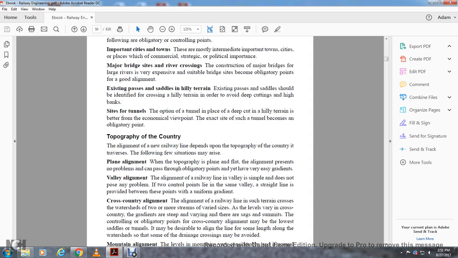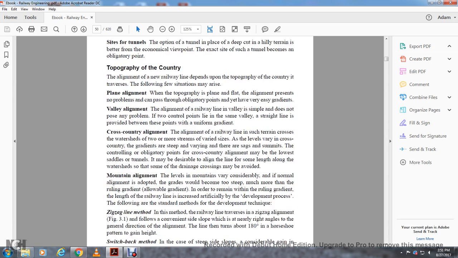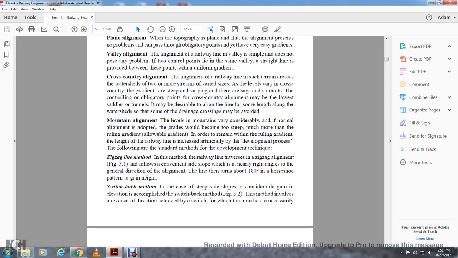Cross-country alignment. The alignment of the railway line is such that the terrain is a watershed, with two or more side streams varying on each side, leading to the very ends. The cross-country line has a steep gradient. If there are saddles, the controlling obligatory point of the alignment may be the lowest. The saddles and tunnels may give a desirable alignment along some length of the watershed. Some of the drainage crossings may be avoided.